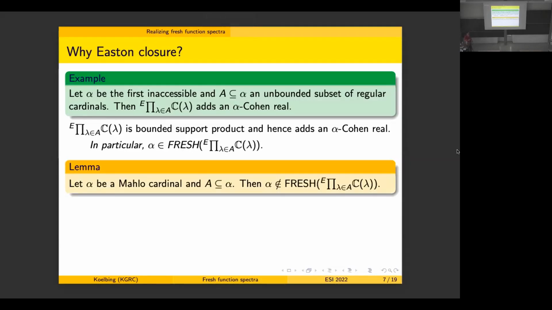If alpha is Mahlo, then this is not the case. Then the alpha is not in the fresh function spectrum. And yeah, this is by using the reflection properties of the Mahlo cardinal. If there would be a fresh function on alpha, then some restriction of this function would be new already, and it's not new because it's a fresh function. So on Mahlo cardinals, no fresh functions appear if alpha is not in A.